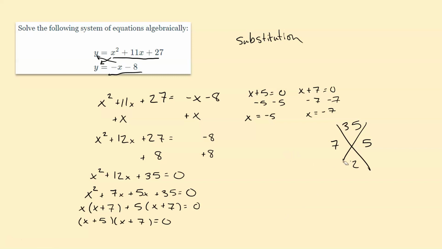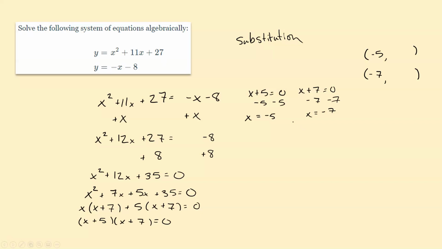Now our solution, just like in the graphing example, has to be 2 coordinates. So we need not only x values, but y values as well. So we only have half of our answer right now. We have -5, but we still need to figure out the y value. We have -7, but we still need to figure out the y value. So in order to figure out the y value, we just have to take these x values and plug them back into one of these 2 equations up here. Doesn't matter which one, because remember, this is where the 2 equations intersect. So both of these equations contain this point.